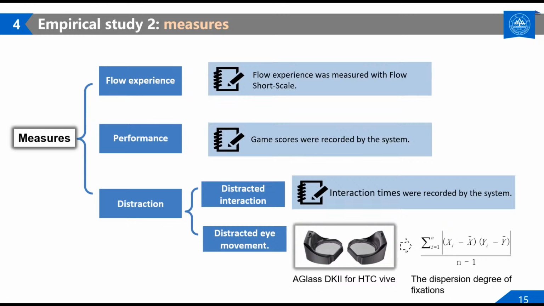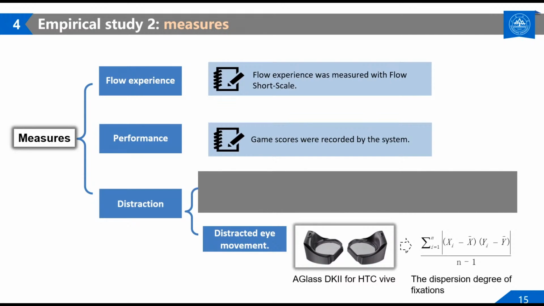Most of the measures are the same as those in study 1. The only difference is the distracted interaction is removed from the measures, because interactions with distractor creatures in congruent VE are no longer completely irrelevant to the primary task.